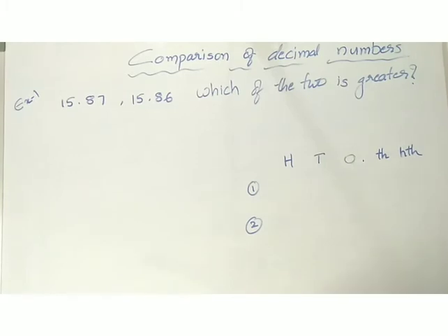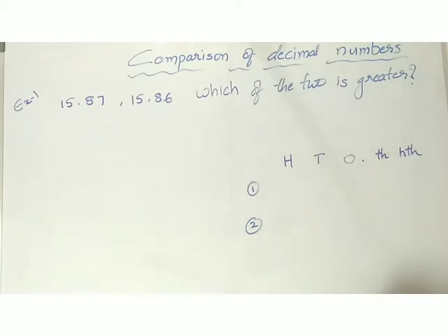Next is comparison of decimal numbers. I think everybody knows the less than and greater than symbols are used for comparison of general numbers. Here the same thing applies for decimals also. The question is: 15.87 and 15.86, which of the two is greater?